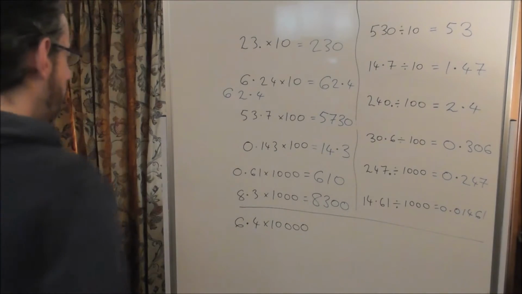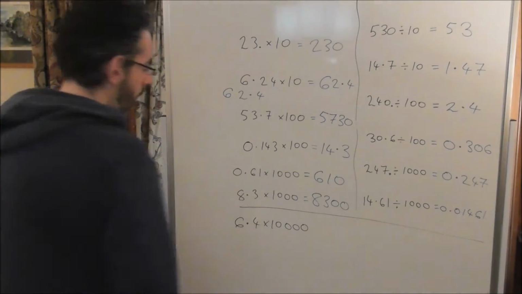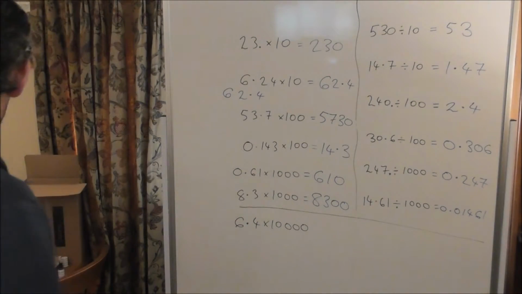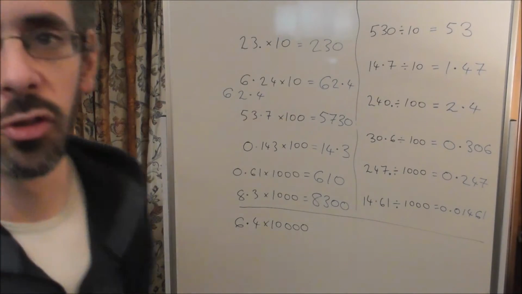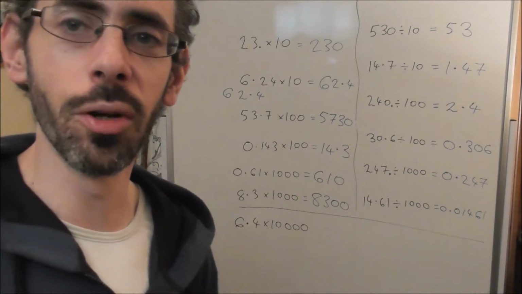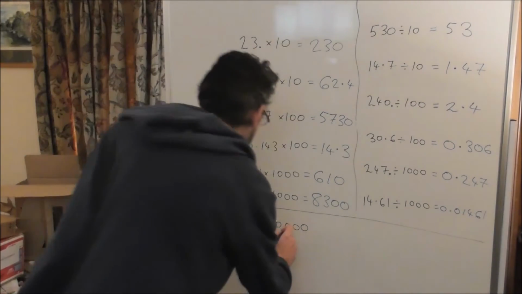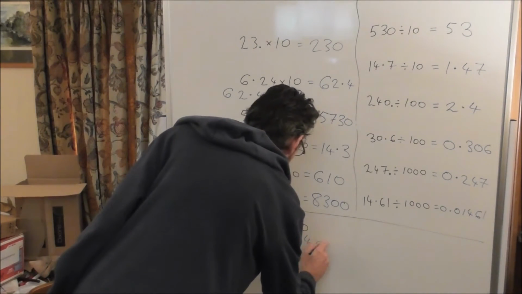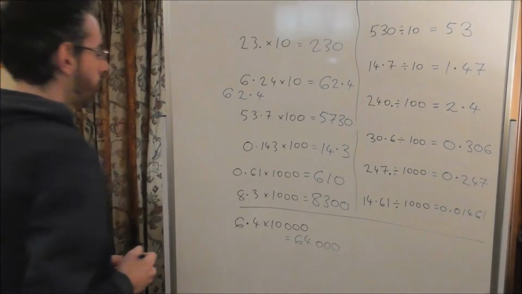It's going to take 1 movement to the left to get the 4 past the decimal point. You'd have 64. And then we need to move the digits 3 more places to the left. So there are going to be 3 zeros after the 4. So the answer is going to be 64,000.